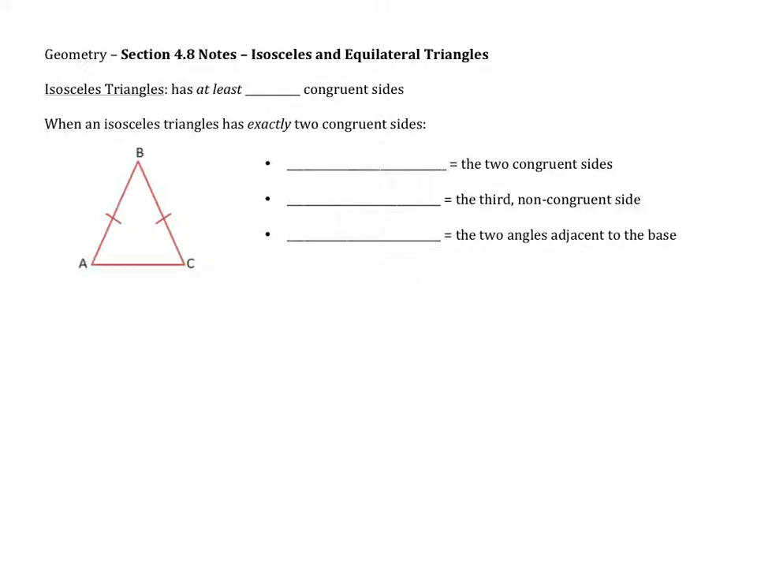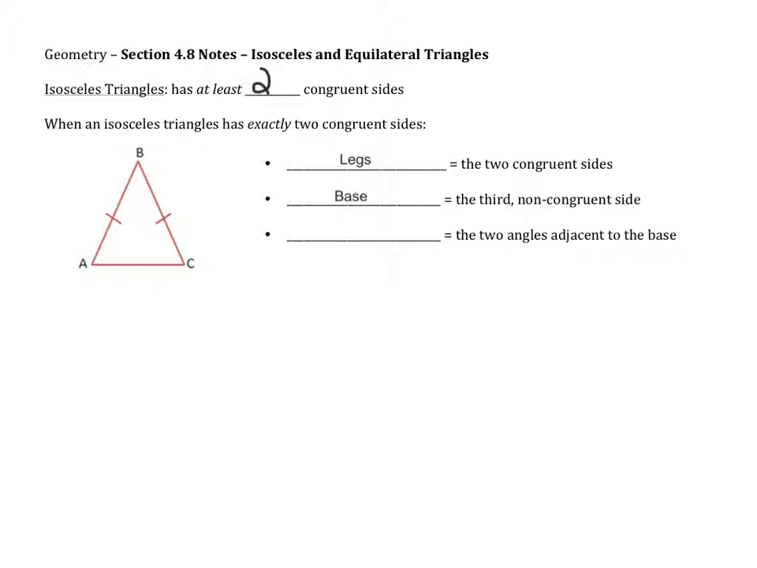Section 4.8 is all about isosceles and equilateral triangles. So let's first define or revisit what isosceles triangles are. An isosceles triangle has at least two congruent sides. When an isosceles triangle has exactly two congruent sides, the two congruent sides are called the legs. The third non-congruent side is called the base.